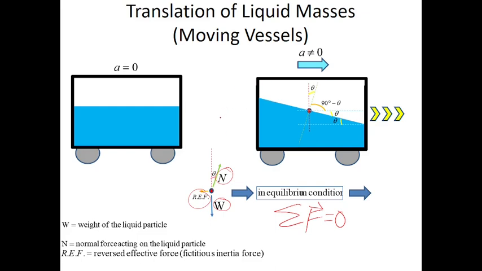So we can connect the tail of the other to the head of the other vector. Let's say we consider the weight. Next, we consider the reverse effective force. We connect the tail of the reverse effective force to the head of the weight, to the arrowhead of the weight. So this is the weight and the reverse effective force, connecting the tail of the reverse effective force to the arrowhead of the weight.